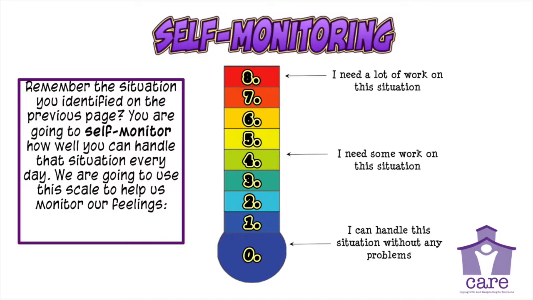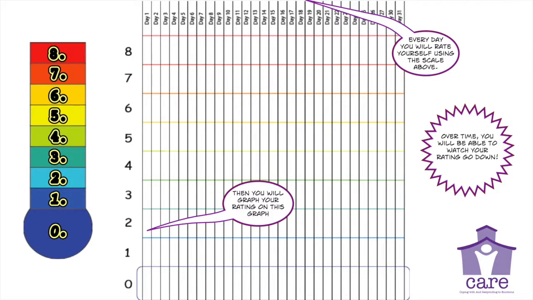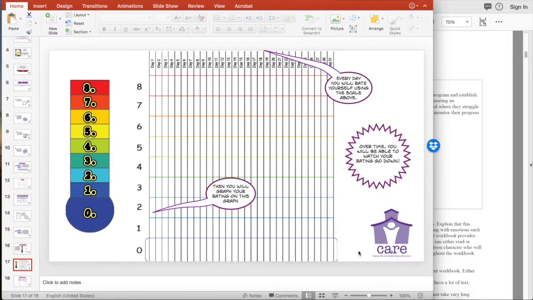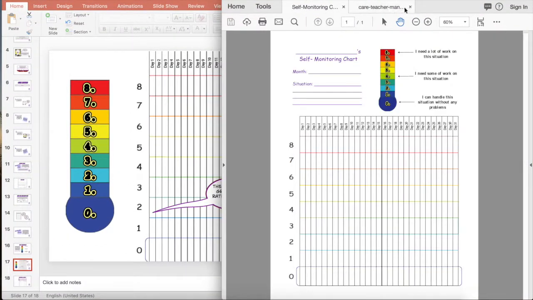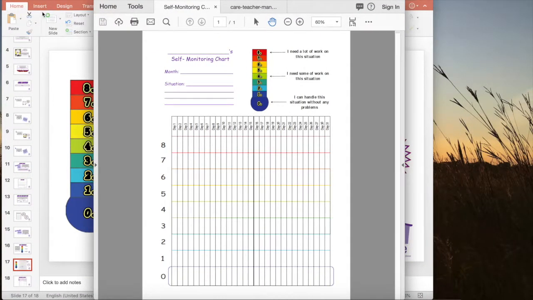And then at the bottom of the page, and this is page 7 of the student workbook, you're going to see that there's this example of the self-monitoring form. This might be a really good time to go ahead and hand out the self-monitoring form and walk students through it. You're going to tell them, we're going to actually be self-monitoring that situation that you've chosen every day, and we're actually going to graph our different ratings so that we can see our progress. So at this point, go ahead and hand out that self-monitoring worksheet. It's going to look like this.